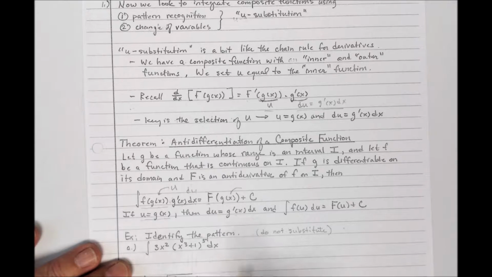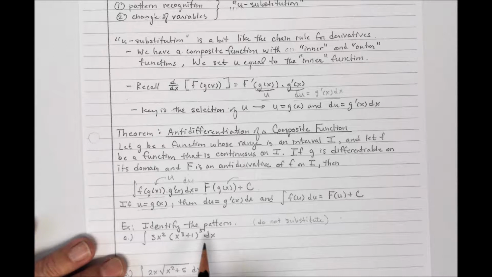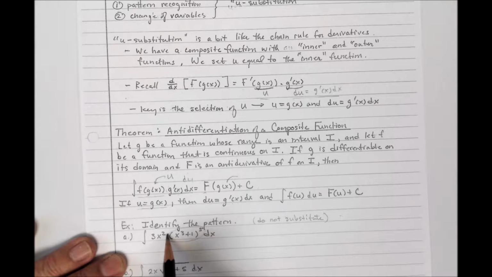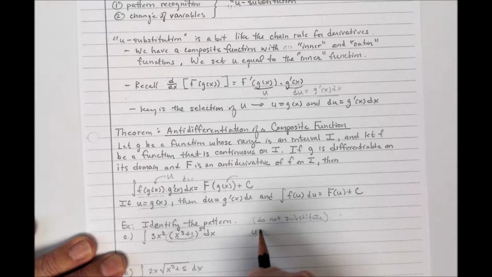So I'm going to show you how to do this by actually recognizing a pattern. Now you can use a substitution here, and I'm going to show you that as well, but for right now I'm just going to identify the pattern. I'm not going to integrate these, I'm just going to find the pattern. This is the main part of my integrand, because this is the composite function. This is just the good old 3x squared here. I'm going to let the inside function right here be my u. That's x to the third plus 1.